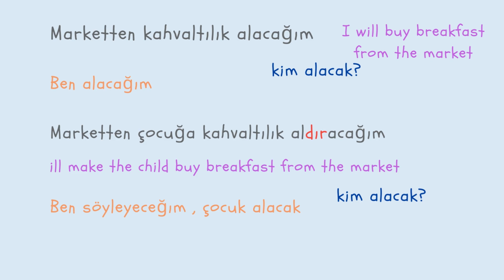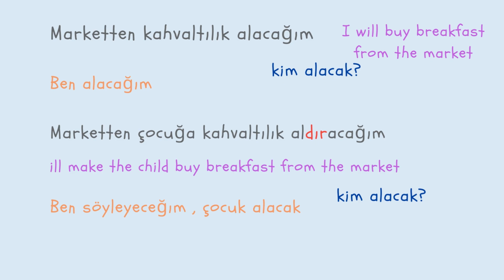Marketten kahvaltılık alacağım. I will buy breakfast from the market. Who's doing the action? Kim alacak? Ben alacağım. I will buy. The second sentence, this is the difference. Marketten çocuğa kahvaltılık aldıracağım. I'll make the child buy breakfast from the market.